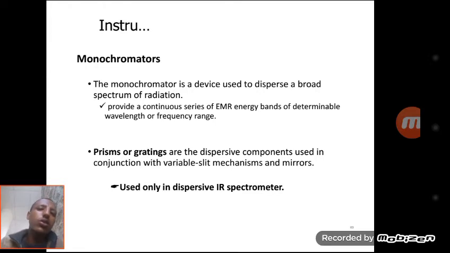The other component of the IR instrumentation is a monochromator. It separates the spectrum of radiation into its component wavelengths or frequencies. The radiation source gives radiation that has polychromatic frequencies, wave numbers or wavelengths. This is not useful for analysis of the sample.